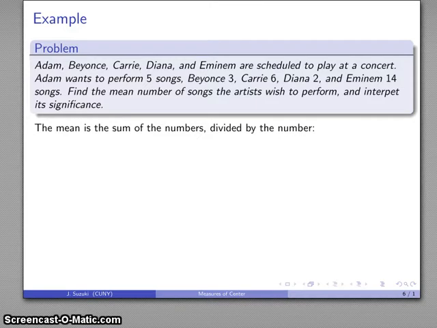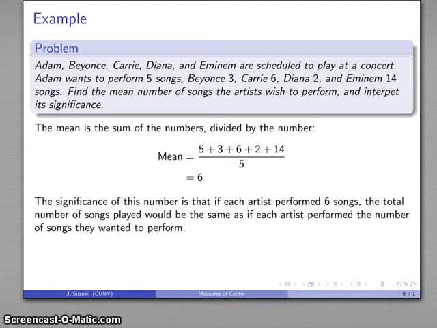So finding the mean is pretty easy. We're just going to take the numbers that we have. That's 5, 3, 6, 2, and 14, and we'll add those up, and then we'll divide by the number of numbers that we have. So we have 1, 2, 3, 4, 5 different numbers, 5 numbers. It doesn't matter if they're different or not, so we're going to divide by 5, and we get 30 over 5. The mean number is going to be 6.